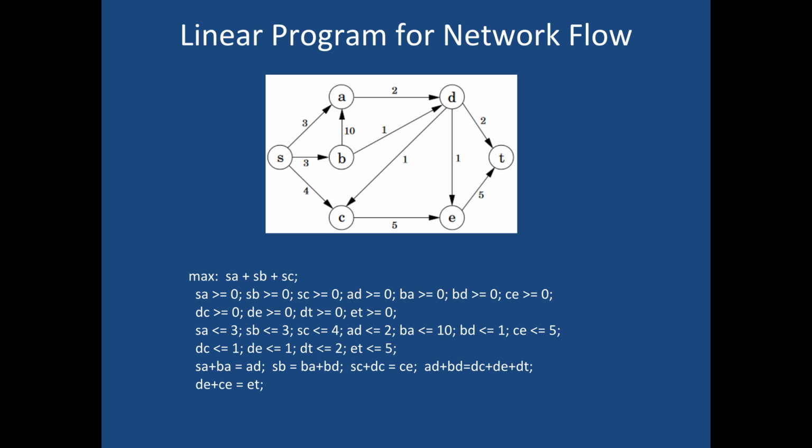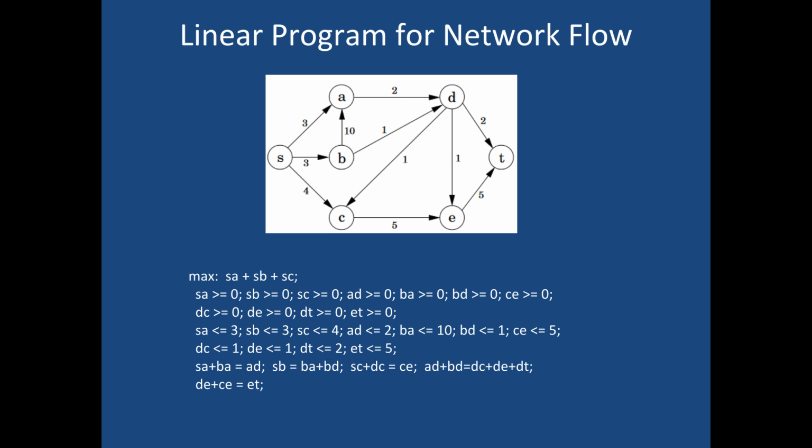And what about these equality constraints here that say, for example, SA plus BA equals AD? What does that say? All of the edges coming into A equal the amount going out. That has to hold for each of the internal nodes. So for A, B, C, D, and E, the amount coming in has to equal the amount going out. So you see there we have these 5 constraints.